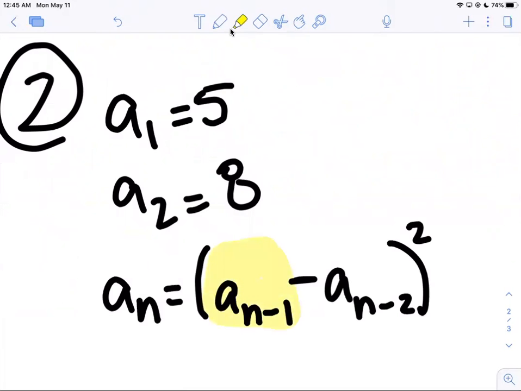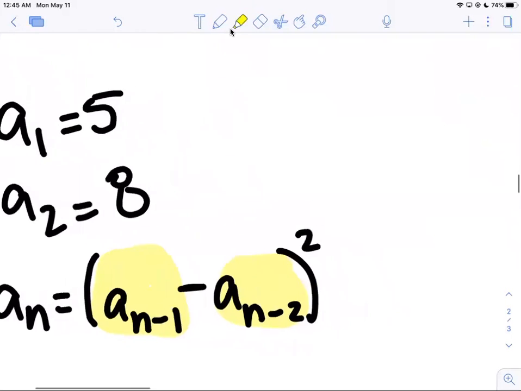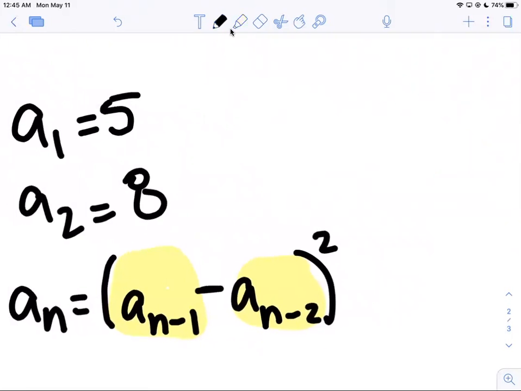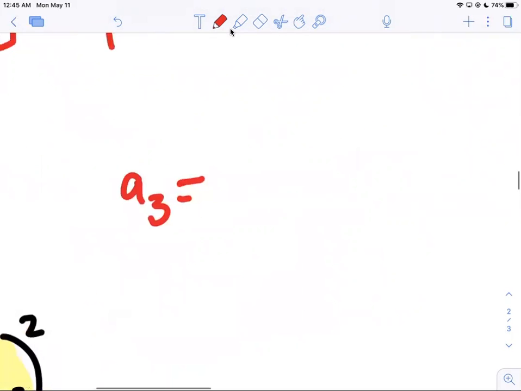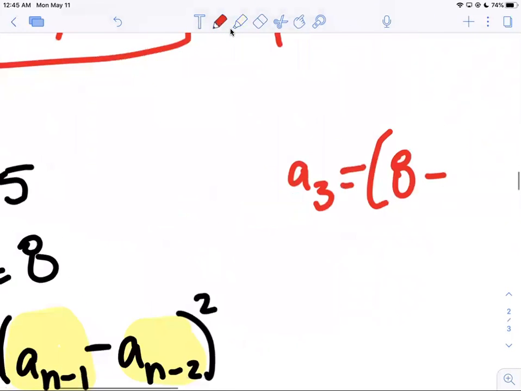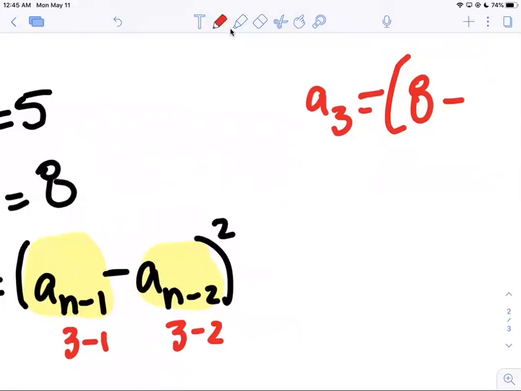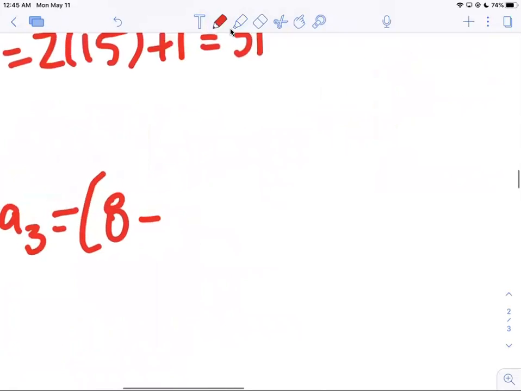We're going to replace a sub n minus 1 with a number and a sub n minus 2 with a number. So we'll have a number minus a number squared. Okay, so this first number that we're going to find is going to be a sub 3. If I'm going to do a sub 3, I'm going to do a sub n minus 1 minus a sub n minus 2. If my n is 3, 3 minus 1, my first term is going to be a sub 2, which will be 8. So it's going to be 8 minus, and then 3 minus 2 is going to be 1. So then I'm going to put 5 in here.